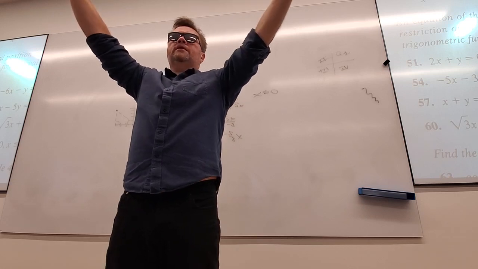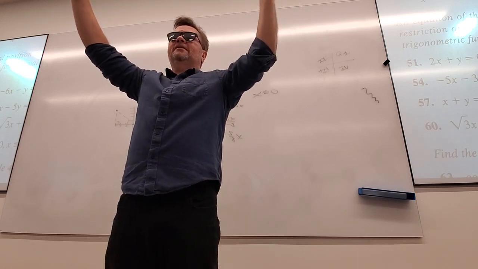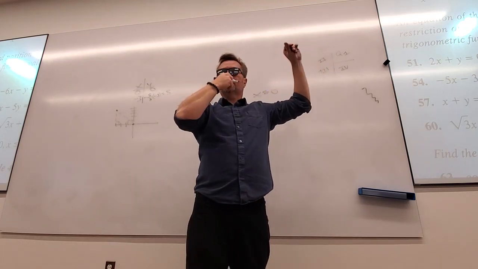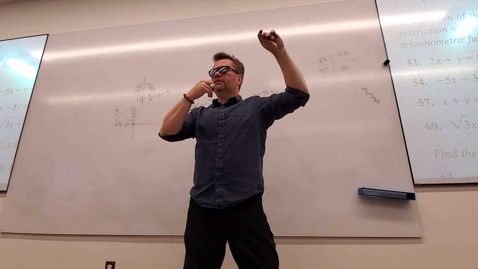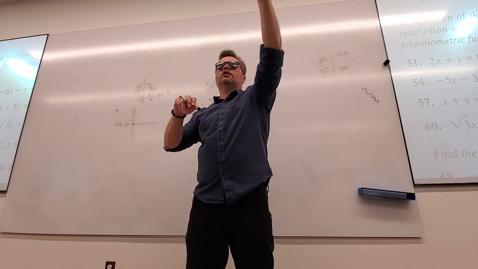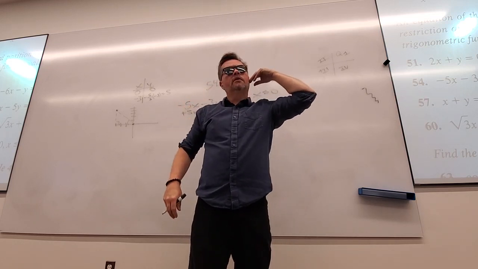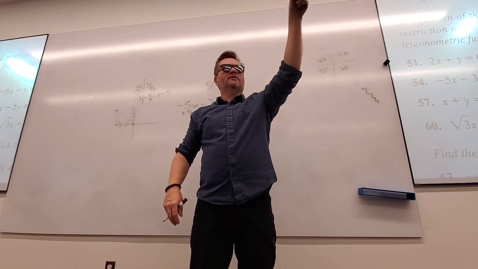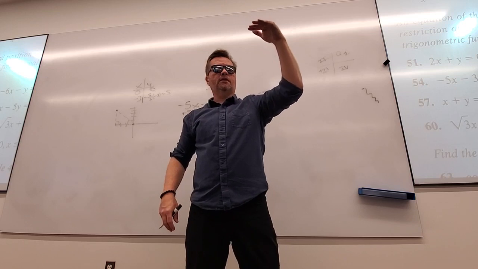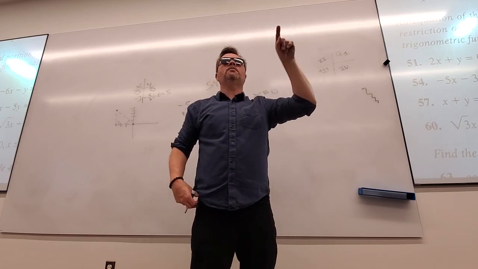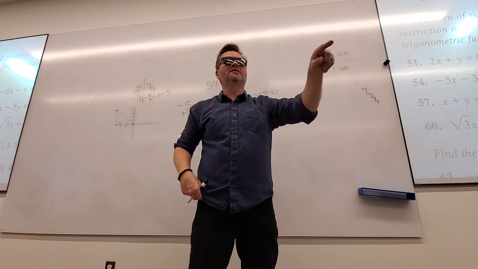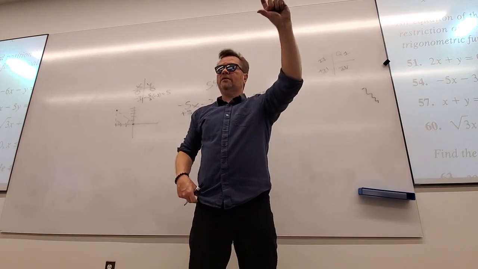Where's cosine positive? Cosine likes x. So what quadrants? 1 and 4. Kick ass. You guys with me? Tangent is which trig divided by which trig? Y over x. No, which trig divided by which trig? Sine over cosine, right? So when is tangent going to be positive? When sine and cosine are the same sign. Because it's a ratio of them, right?